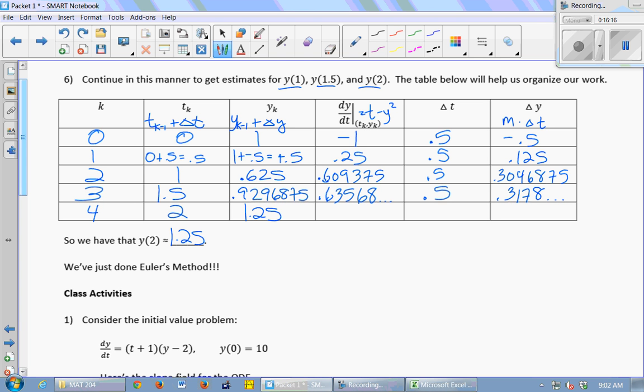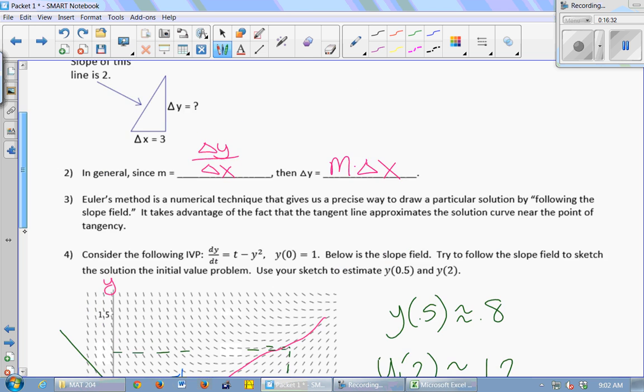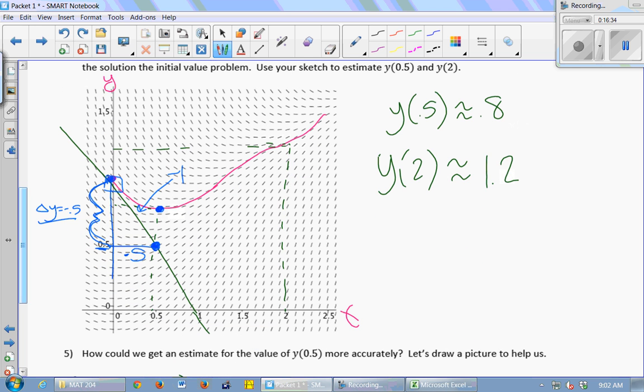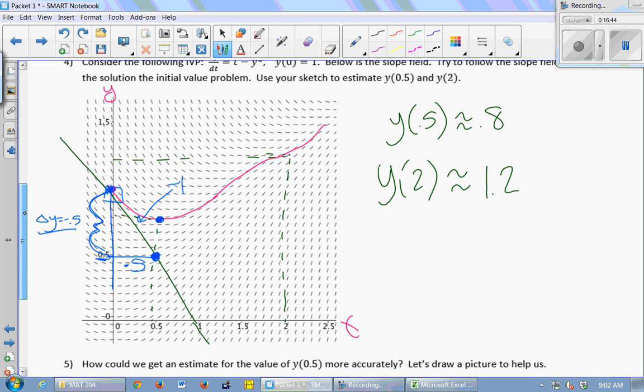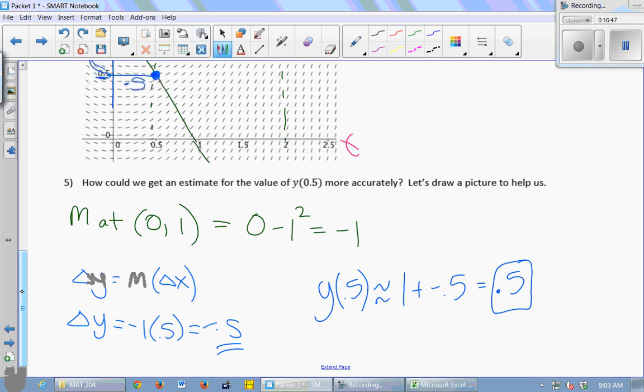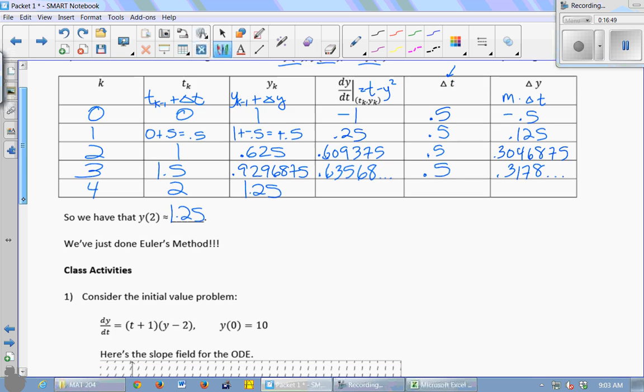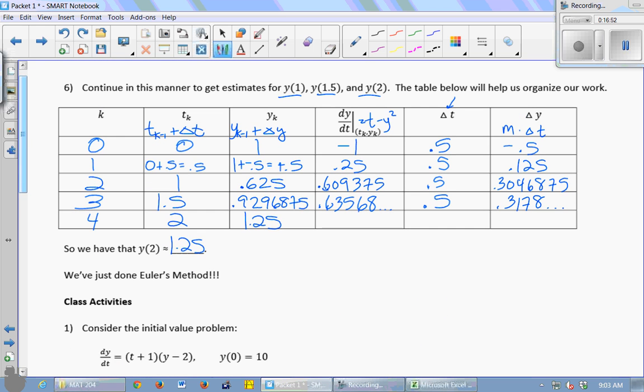That is Euler's method. You can choose different step sizes, right? If you make delta t smaller, the method becomes more accurate. Let's look at how this 1.25 compared to our estimate using the slope field. Y of 2, I guessed about 1.2. We would have to solve analytically to know how close we were with any accuracy. Any questions?